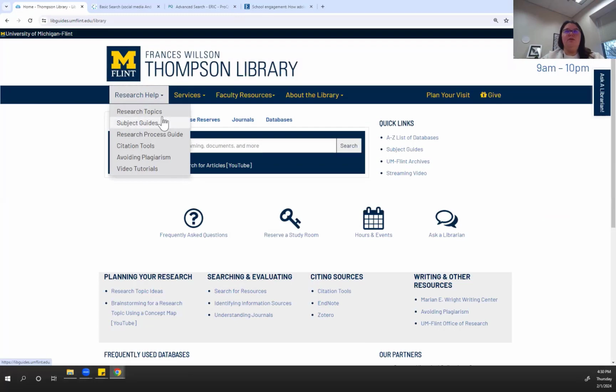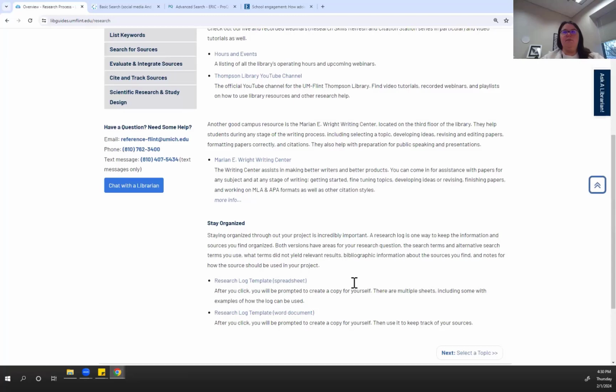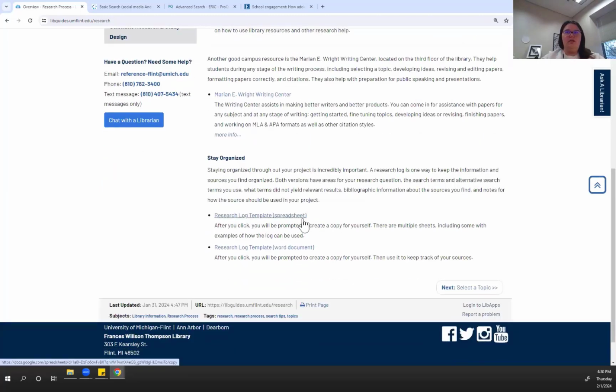I'm just going to show it just in case you forgot, or if someone else who is new is watching. Under research help, go down to the research process guide. And we do have some downloads; these two right now are linked out to a Google document or a Google sheet that you can make a copy of. I think I'm going to create a Word doc or an Excel sheet that you can download in case people aren't using Google for some reason. But these are here to help you stay organized and on top of what you're looking for.